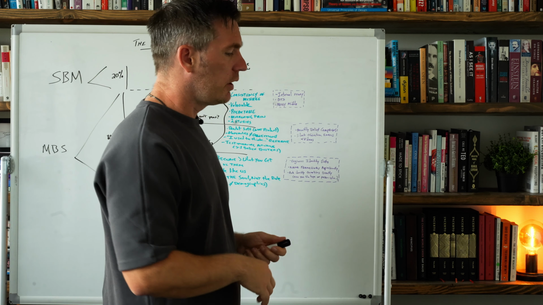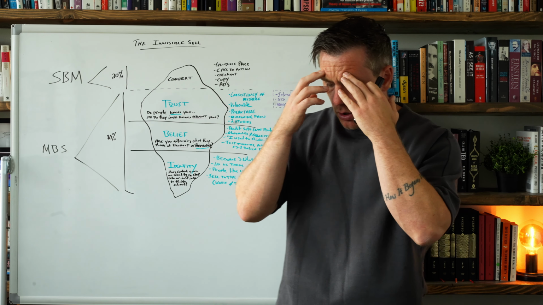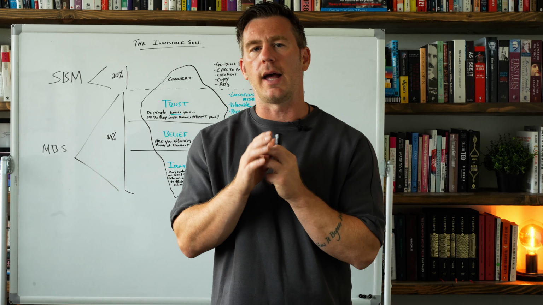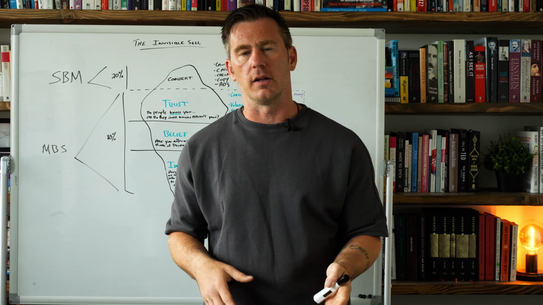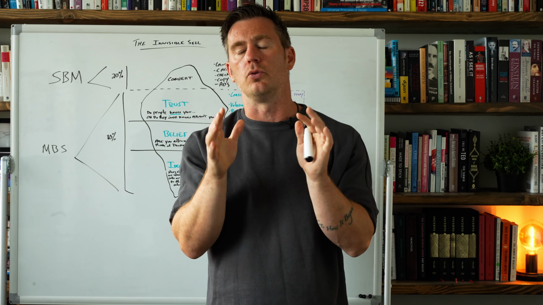Third is show messy middle content. Messy middle content is the content that you're going through in real time trying to figure something out. You don't have all the answers, you're not perfect, you're not flawless, and the attempt to project only that image is going to do you great harm.